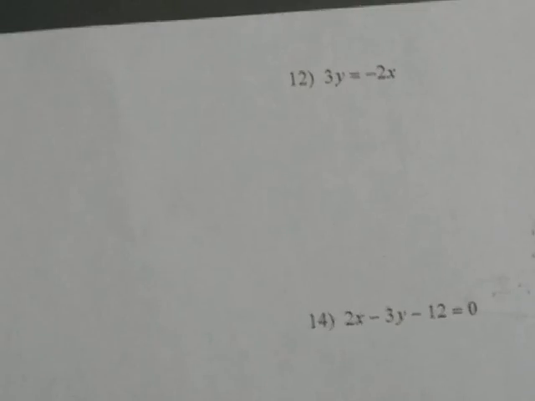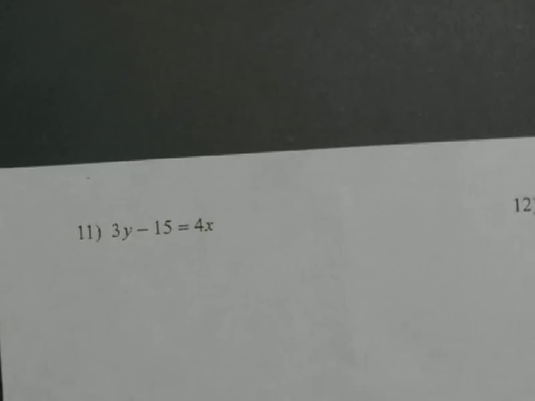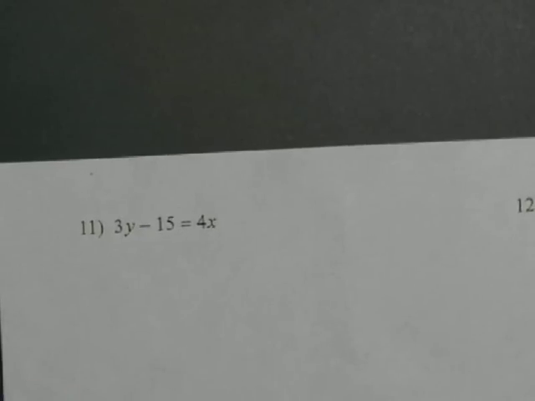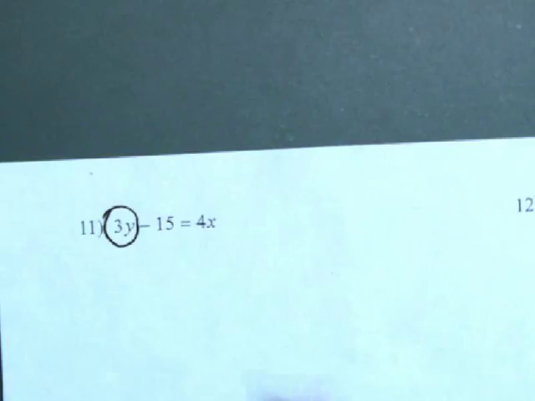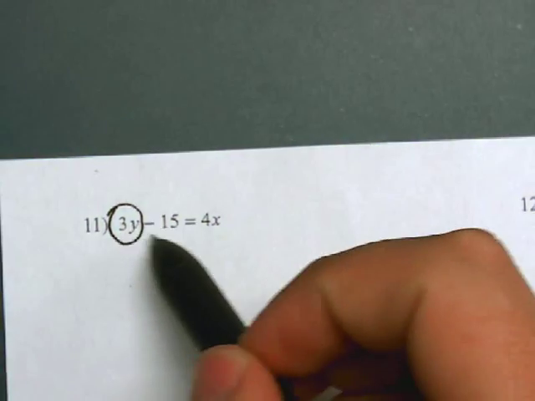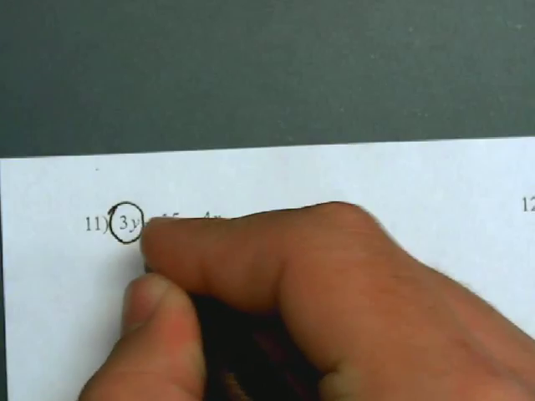Going to the back side now, let's look at number 11 to start. Is y on the left side? Yes, it is. So I'm going to circle the y just so I know that's what I'm trying to isolate. What I do with this, I'm going to add it because it's the inverse. So add 15 to both sides.